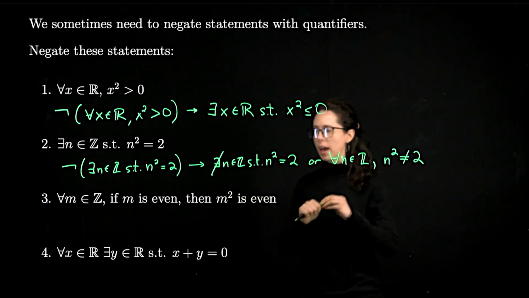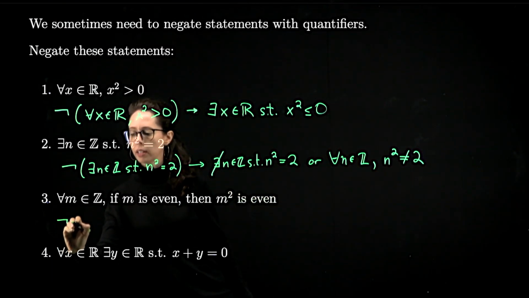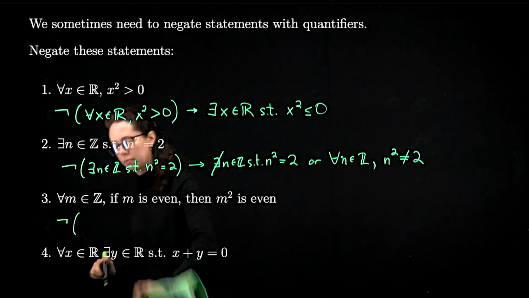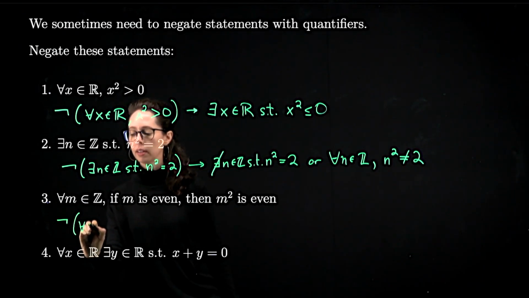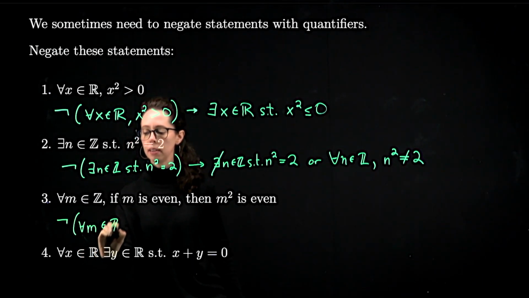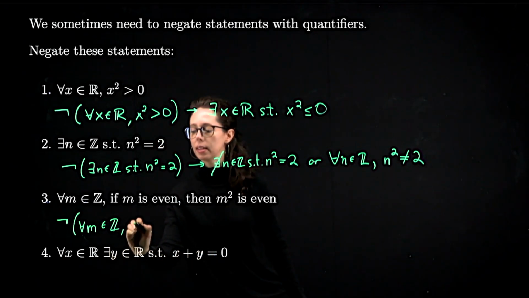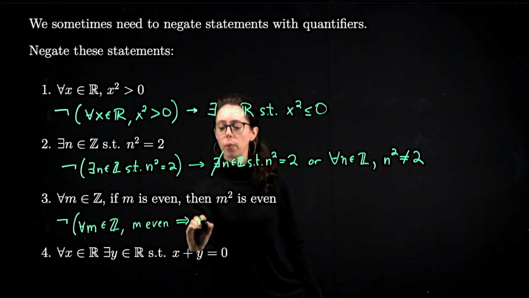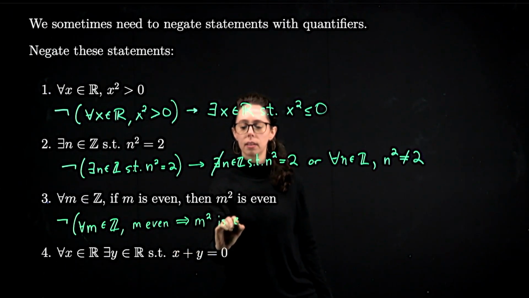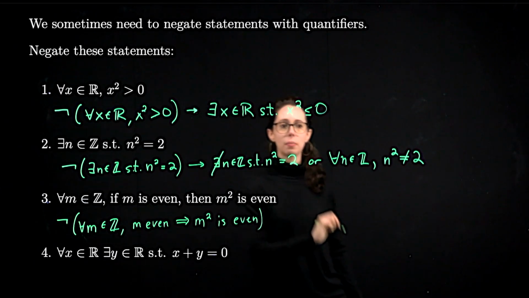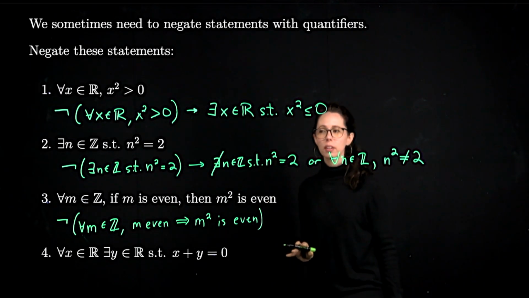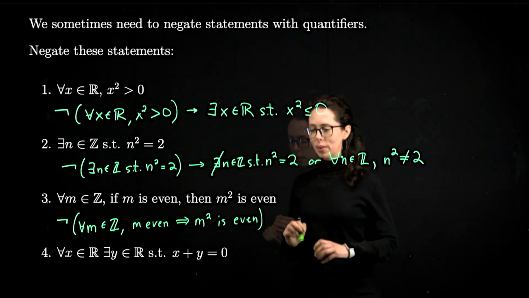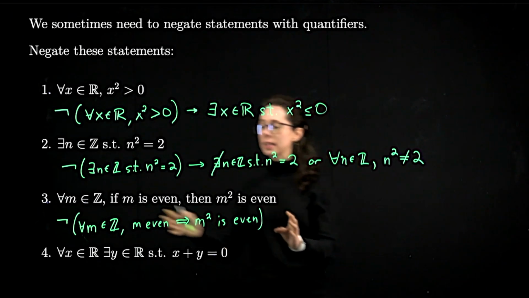So let me write this as, okay, it's not going to be the case that for all m in Z, m even implies m squared is even. Quick remark that the original statement is true, so negating it feels a little weird, whereas here we were negating false statements and getting true statements out of it. Okay, so let's think in words what negating this statement would mean.